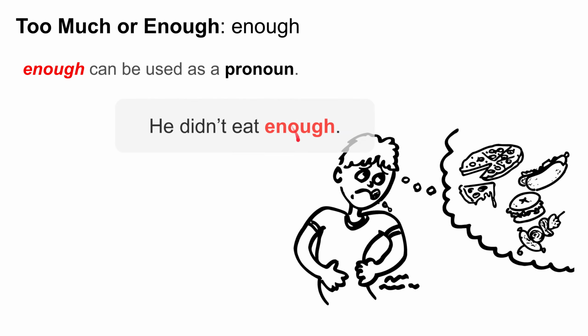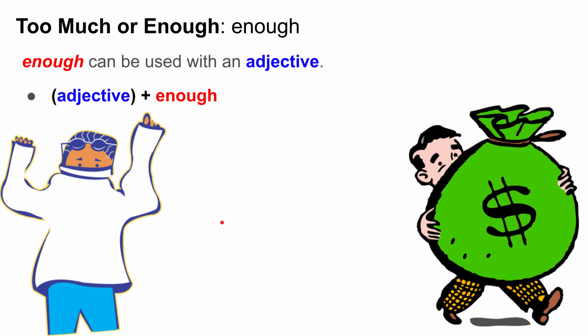Okay, so for example, he didn't eat enough. Well, what is enough? Enough of what? Enough equals food. He didn't eat food. He didn't eat enough. Okay, let's move forward now.